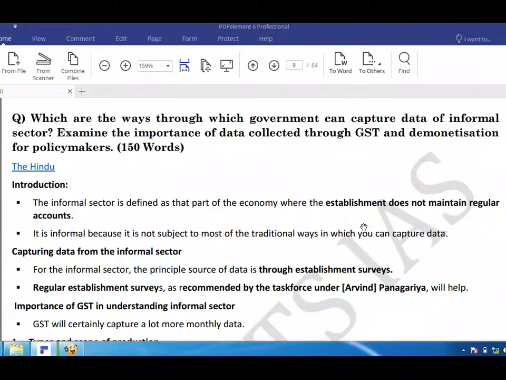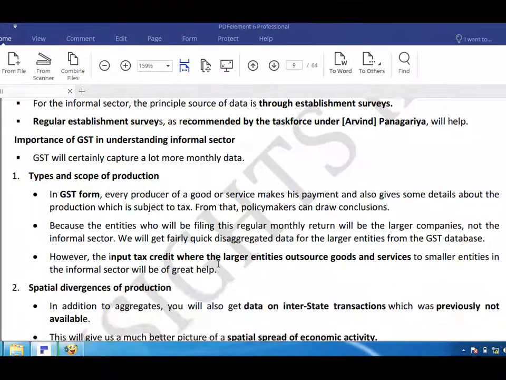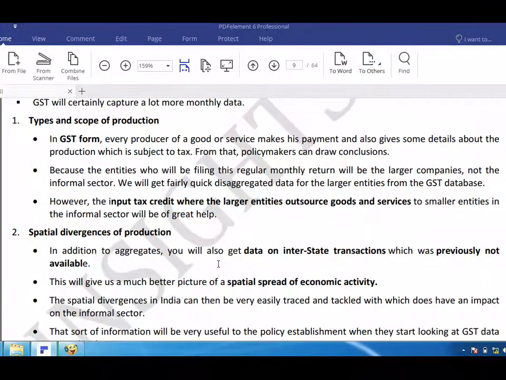Importance of GST in understanding informal sector. GST will certainly capture a lot more monthly data. 1. Types and scope of production in GST form. Every producer of a good or service makes his payment and also gives some details about the production which is subject to tax. From that, policymakers can draw conclusions.